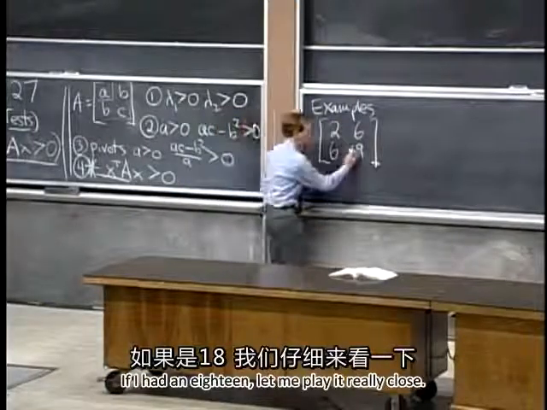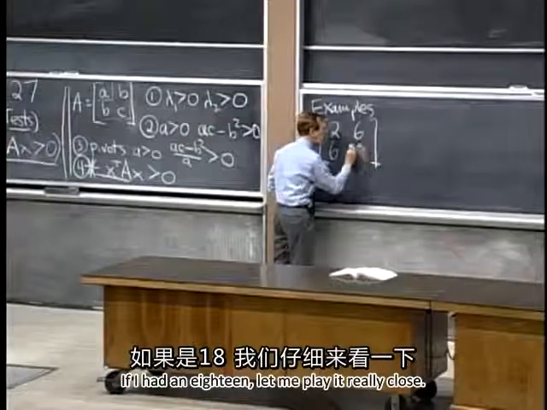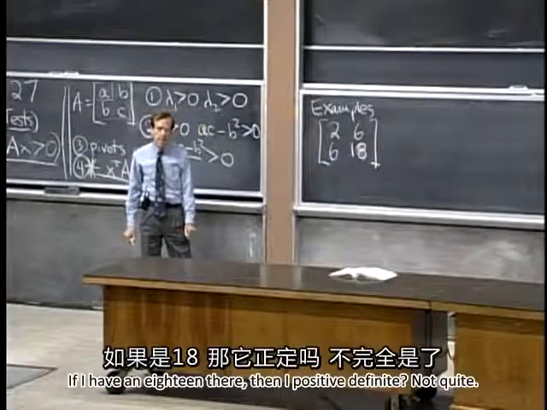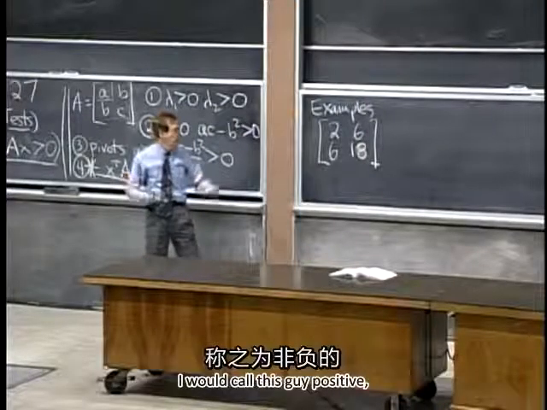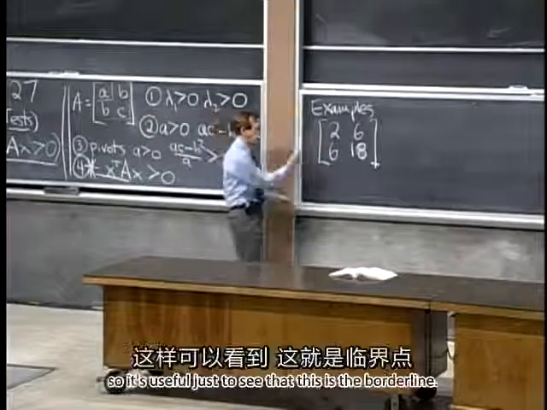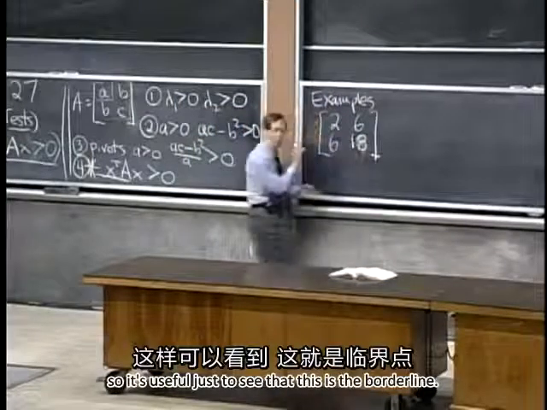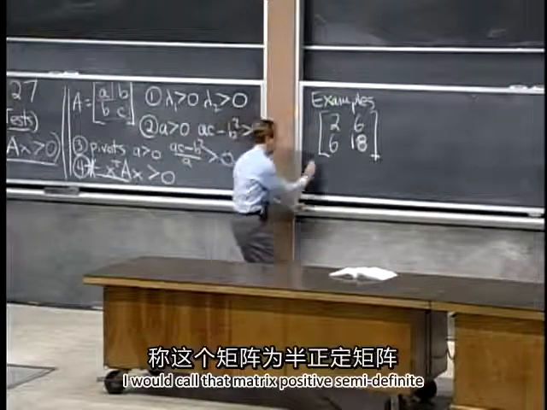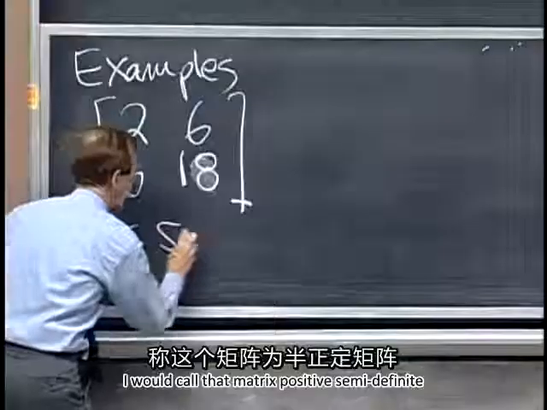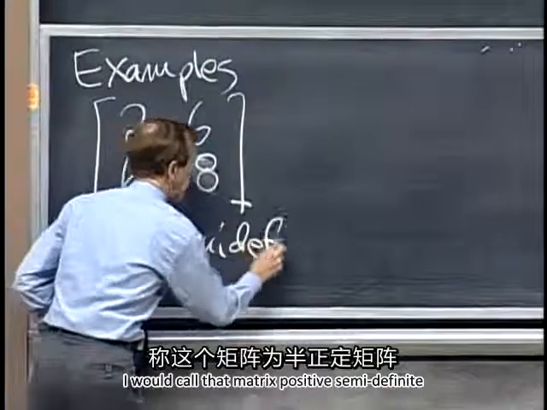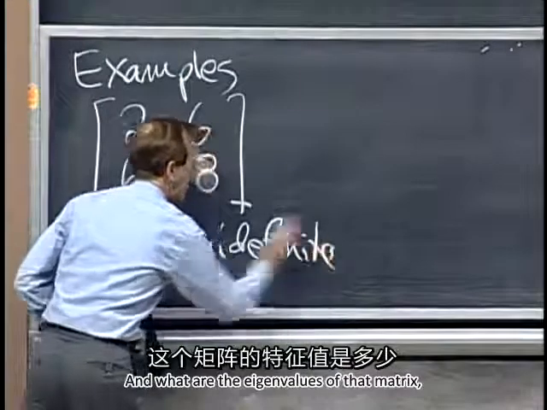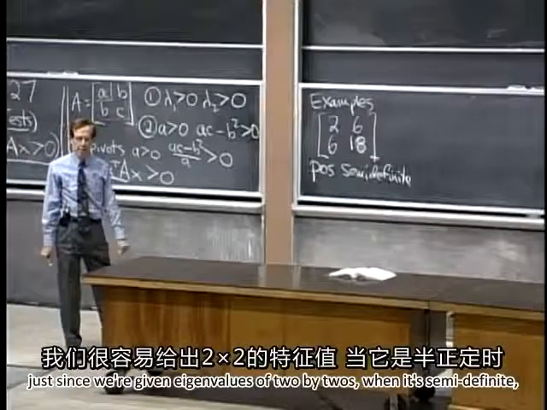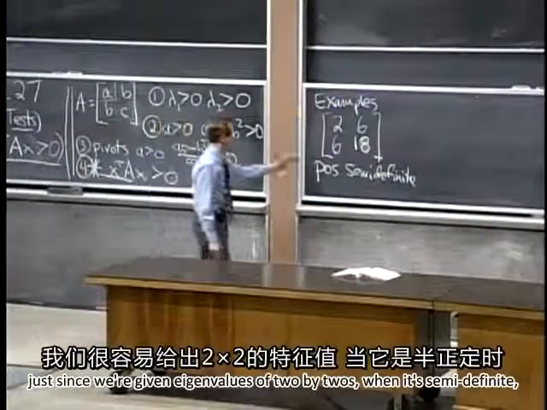If I had an 18, let me play it really close. If I have an 18 there, then am I positive definite? Not quite. It's useful just to see that this is the borderline. That matrix is on the borderline. I would call that matrix positive semi-definite. And what are the eigenvalues of that matrix? Just since we're good at eigenvalues of 2 by 2s.